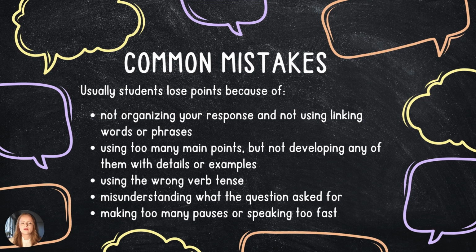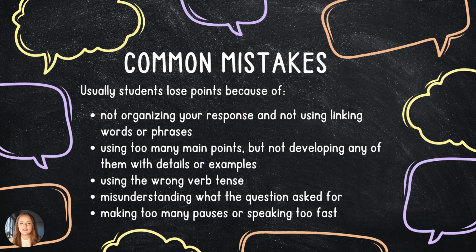Now, using the wrong verb tenses is a big one for this question, because sometimes it's very difficult for the students to know what verb tense to use. So listen to the question and try to use the appropriate verb tense for that setting. If it says describe a trip, it's obviously something that already happened. Use past tense.